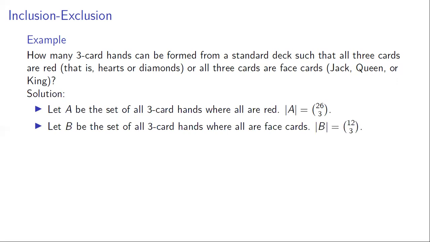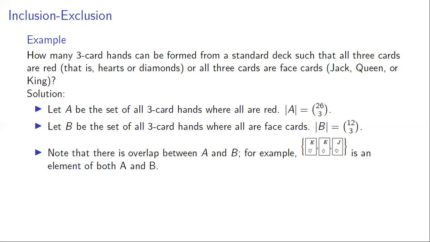Well, there are a total of 12 face cards, and we need to choose 3 of them. So the cardinality of B is 12 choose 3. Now note that there is overlap between A and B.